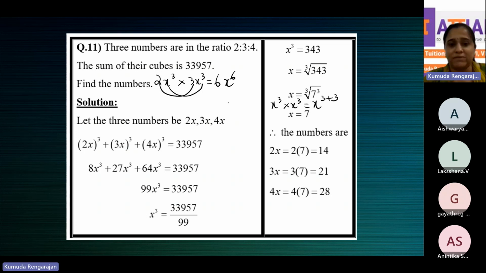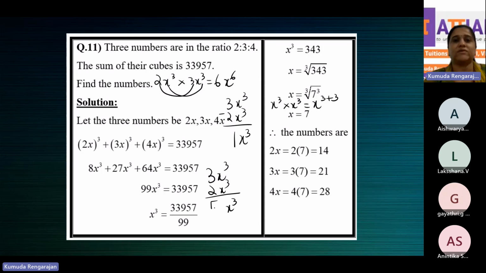But when you have to add or subtract, supposing 3x cubed minus 2x cubed, x cubed will come down as it is. 3 minus 2, 1. When you add 3x cubed plus 2x cubed, x cubed will come down as it is. 3 plus 2, 5. When you add or subtract, you don't disturb this x cubed. You add or subtract only the numerical coefficients. 3 plus 2, 5 or 3 minus 2, 1. When you multiply, you multiply the numbers and you multiply the variables.